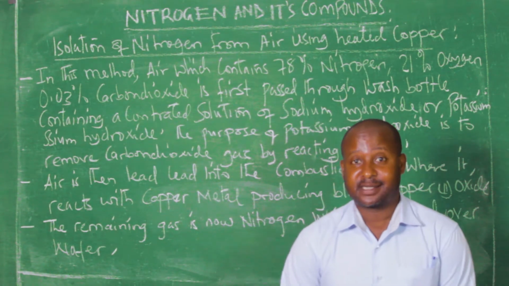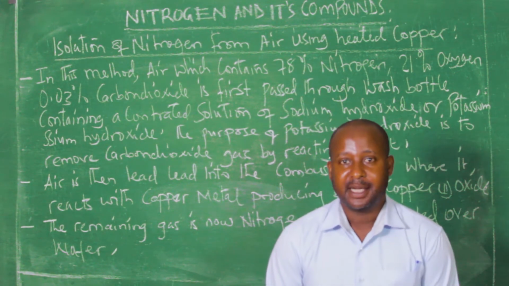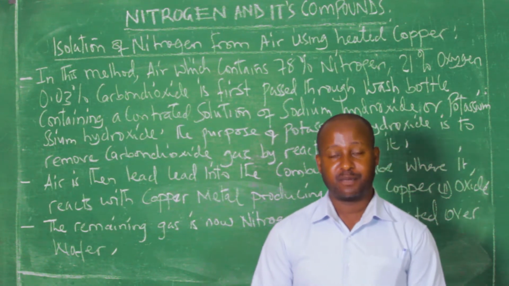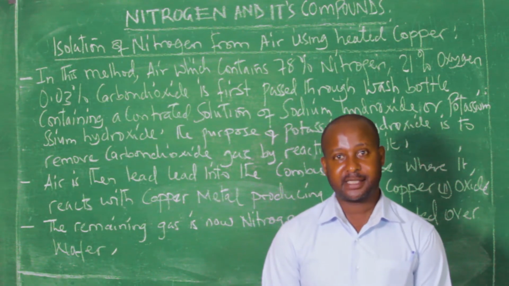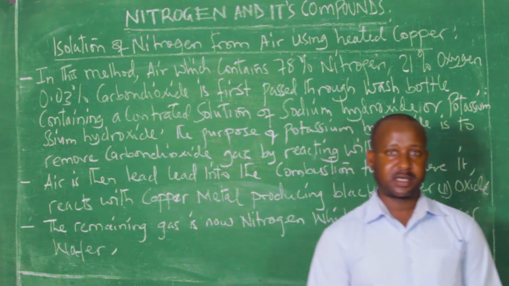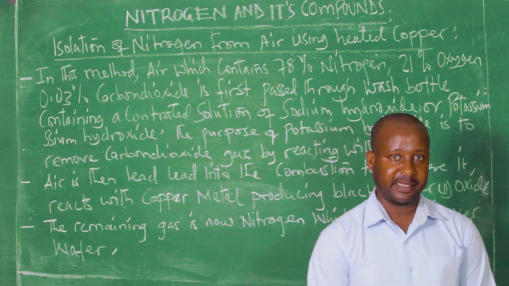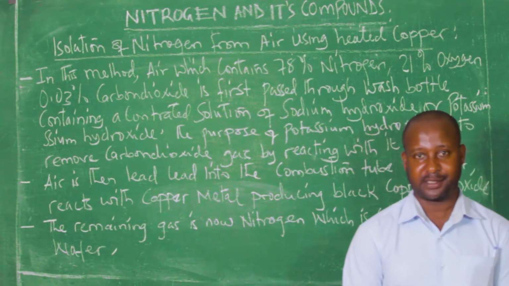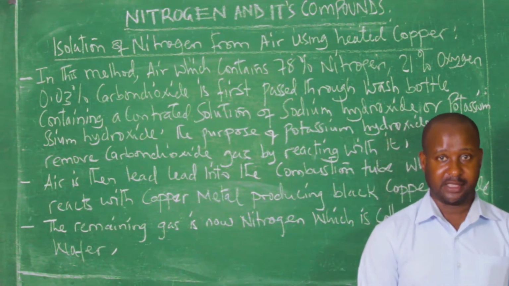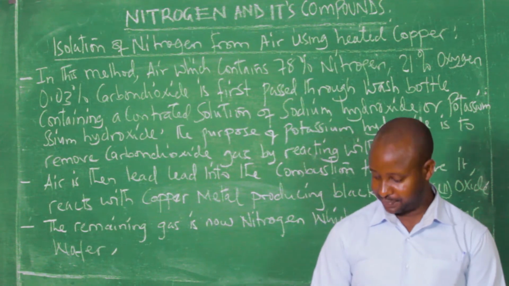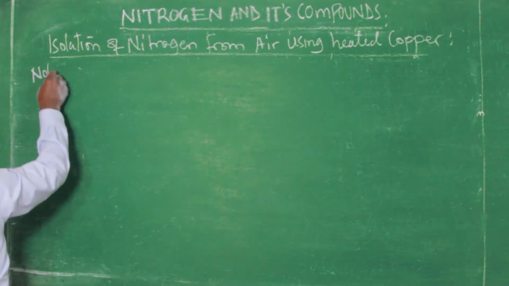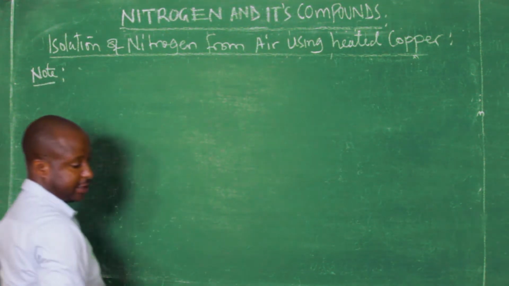Okay, let's look at the equations of the reactions taking place in the second wash bottle, where we have potassium hydroxide reacting with carbon dioxide gas. And we also look at the reaction equation taking place in the combustion tube, where we have copper metal reacting with oxygen gas. Let's make a note.